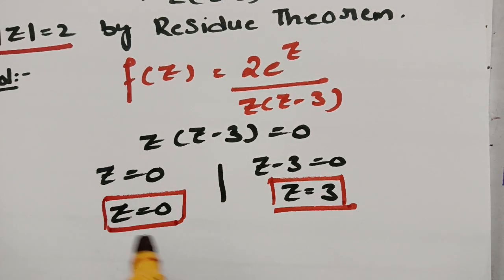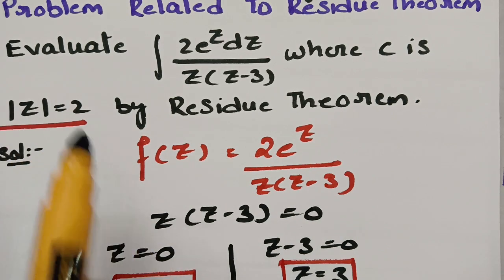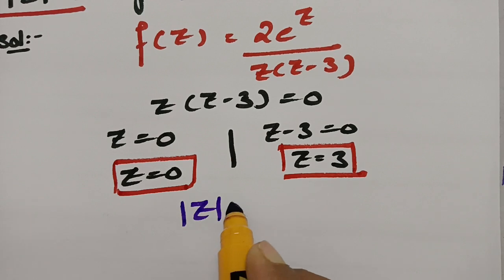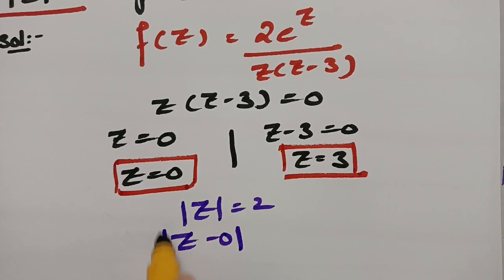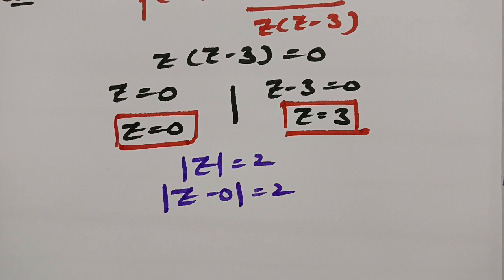The circle given here is |z| = 2. Clearly from the question, |z| = 2, and we can write this as |z - 0| = 2. So it is a circle with center 0 and radius 2.